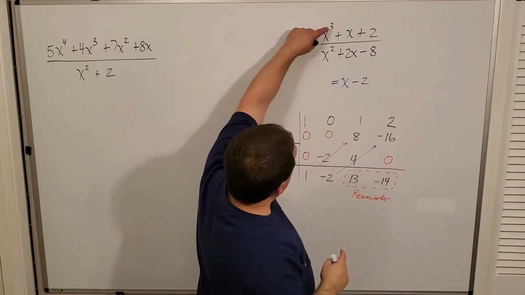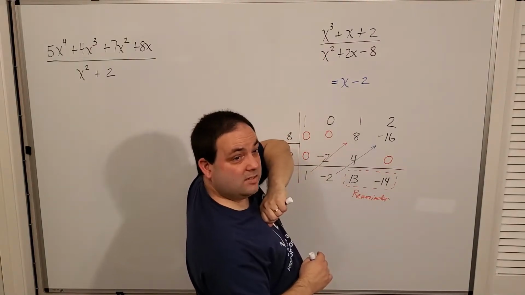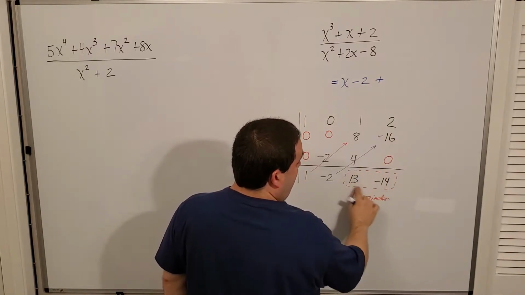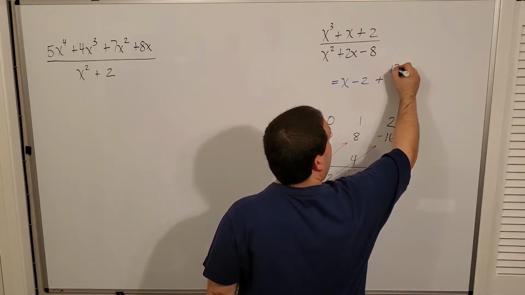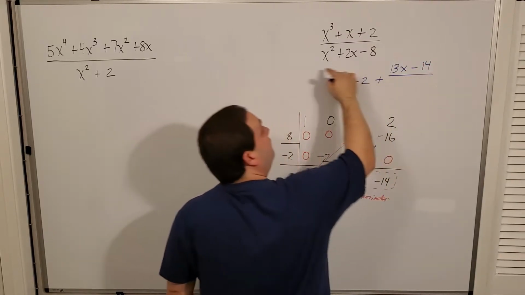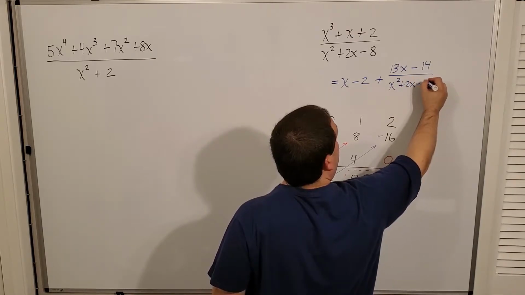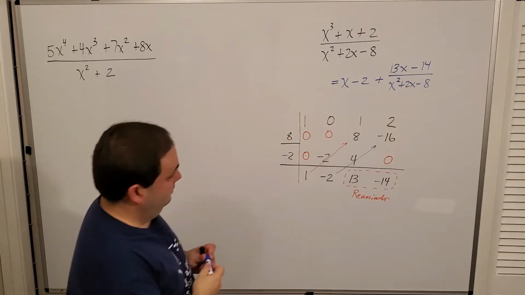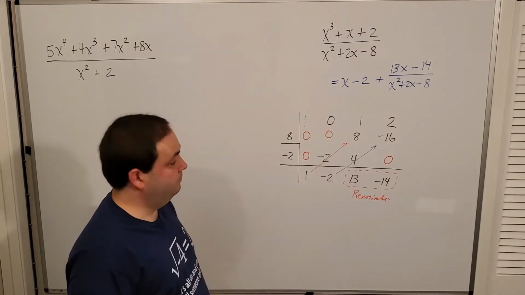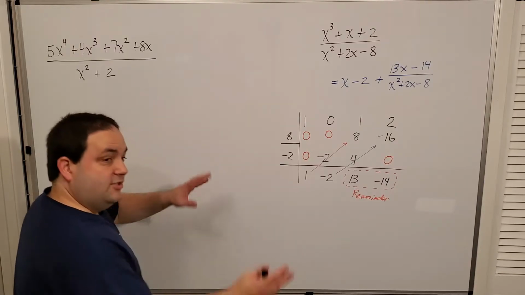And that should make sense because x to the 3 divided by x to the 2 should give me an x. Plus, and then this is my remainder portion. That's going to be 13x minus 14 over the original divisor, x squared plus 2x minus 8. Okay? All right, let's do it again.